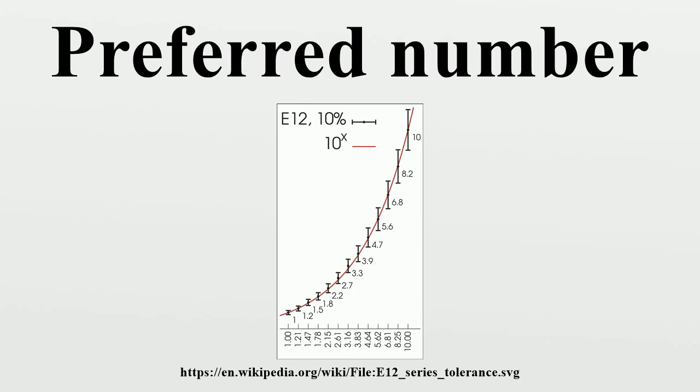The film speed is a measure of the film's sensitivity to light. It's expressed as ISO values such as ISO 100. Measured film speeds are rounded to the nearest preferred number from a modified Renard series including 100, 125, 160, 200, 250, 320, 400, 500, 640, 800.